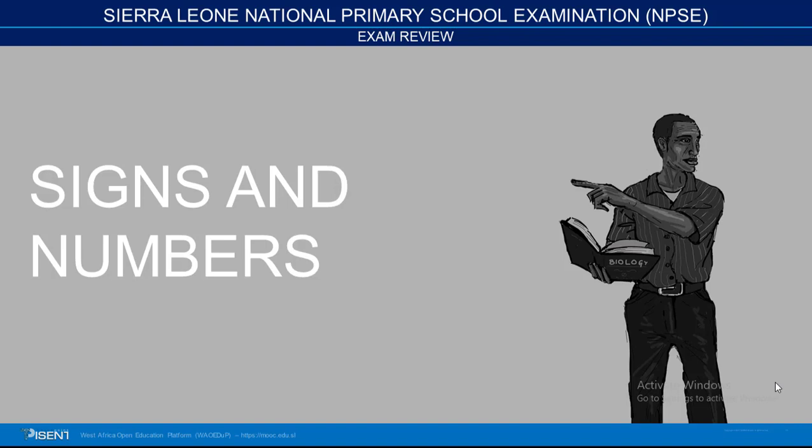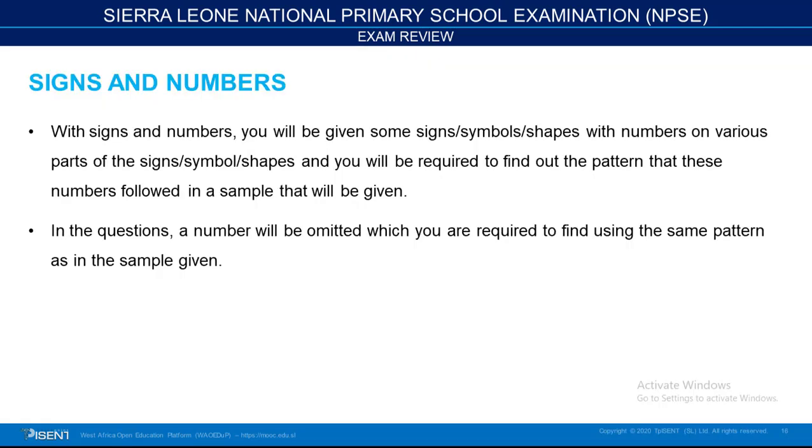Signs and numbers. This is another type of question that is drawn for the NPSE. With signs and numbers, you will be given some signs, symbols, shapes, with numbers on various parts of the signs, symbols, and shapes. And you'll be required to find out the pattern that these numbers follow in a sample that will be given.